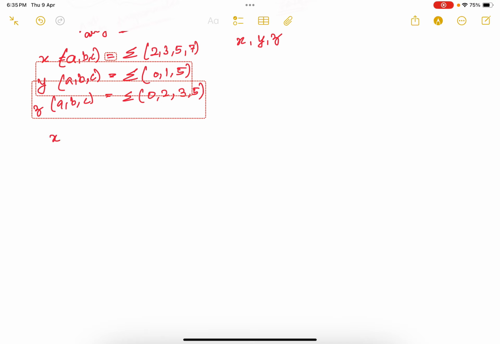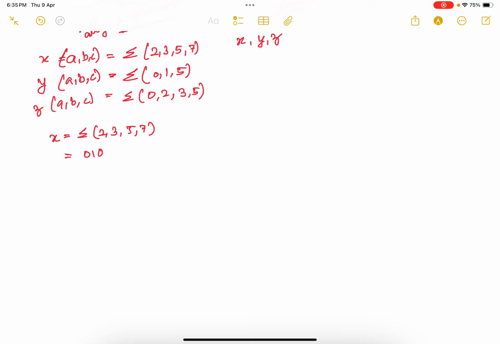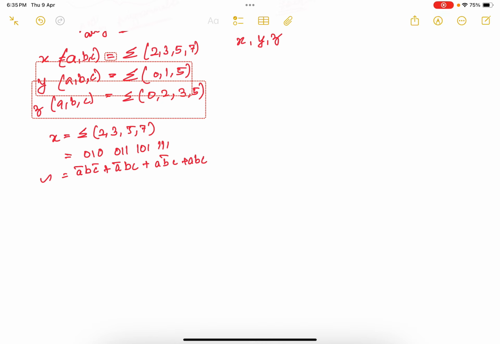One way is x equal to, they have given summation of 2 3 5 7. So how can we write this? One way is 0 1 0, because it is a 3 variable function, so 0 1 1, 1 0 1 and 1 1 1. So this will be written as a bar b c bar plus a bar b c plus a b bar c plus a b c. So this is one way of writing. But once again you want to simplify this expression and reduce it. Instead of going for this reduction, we can simply reduce it using the K-map.